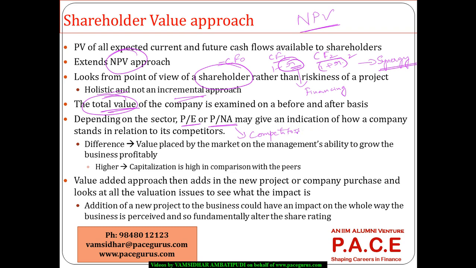Whatever is the difference, that is purely associated with the additional price or additional value which the market has placed on the management's ability to grow the business. The higher it is, probably the market capitalization is much higher in comparison with the peers. Then what we are trying to look at is, now we are adding up the new project. And once we add up the new project, I am looking at what is the overall value of the firm.